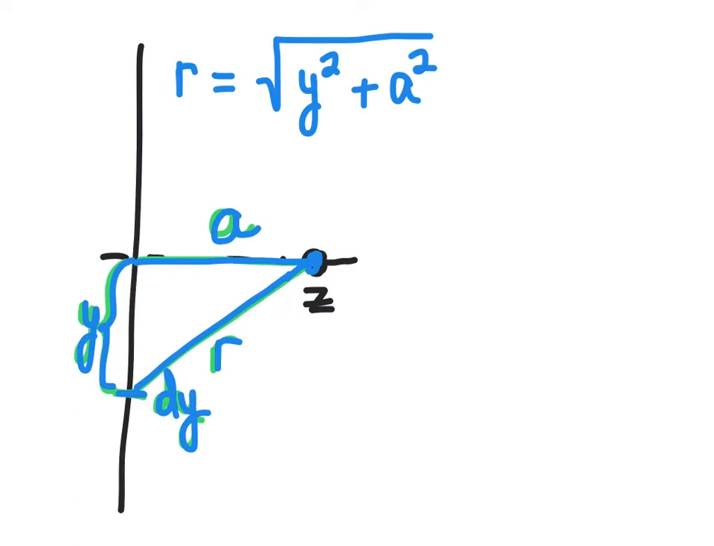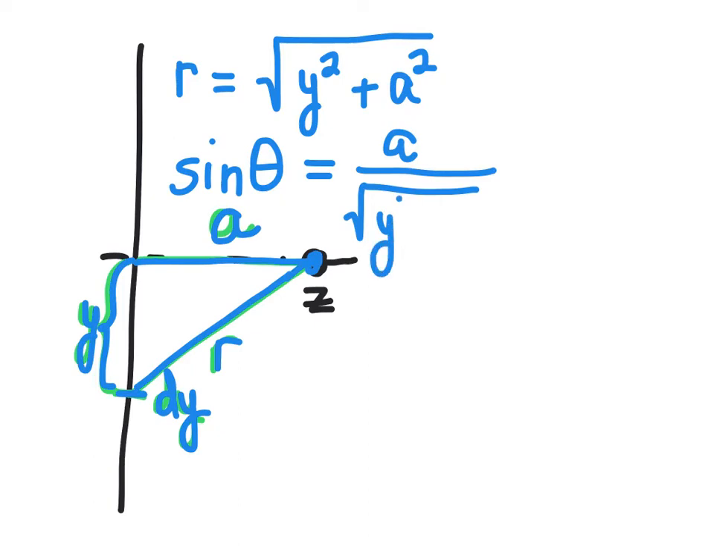I then can also say that the sine of the angle is equal to, and we'll talk about which angle that is in a second, so here's your little clue, a over the square root of y squared plus a squared. So it's this angle right here, and that is going to be changing as the triangle changes size. So we've got opposite over hypotenuse.